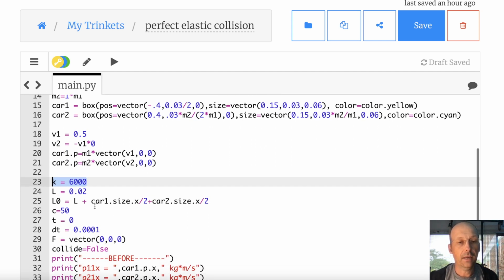So that's that. L is the length of the spring, and this is the distance between the cars, the centers of the cars plus the spring.